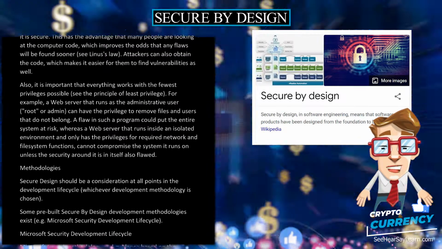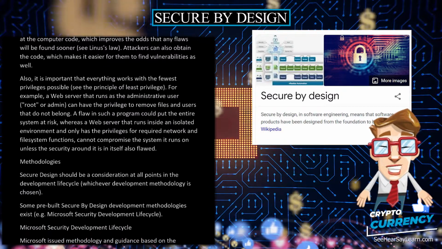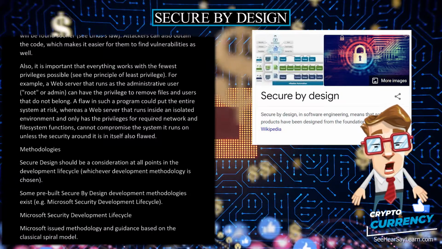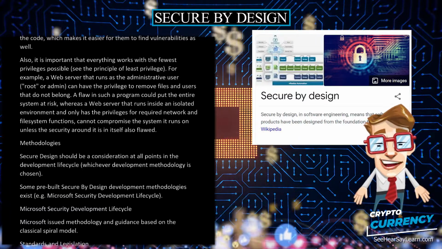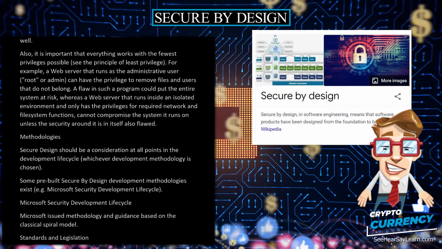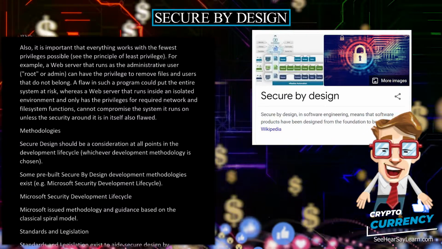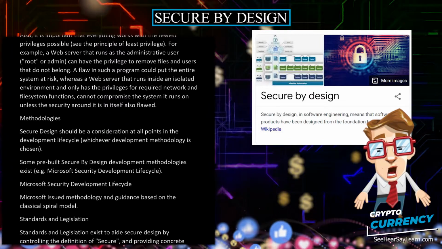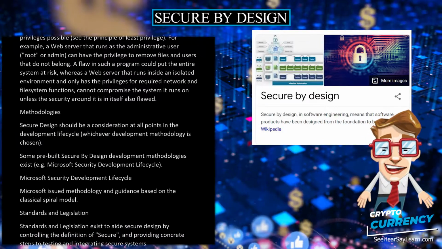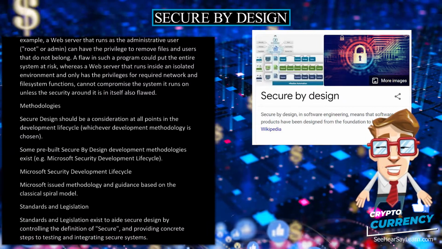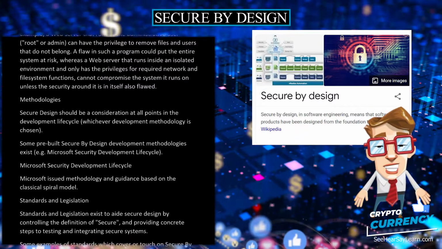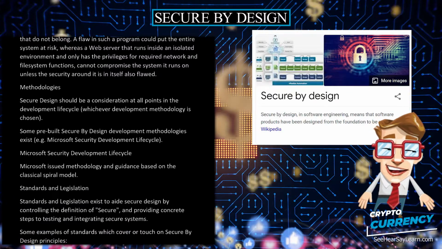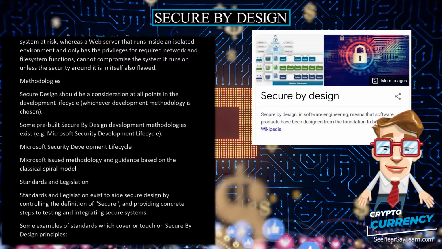Also, it is important that everything works with the fewest privileges possible. See the principle of least privilege. For example, a web server that runs as the administrative user, root or admin, can have the privilege to remove files and users that do not belong. A flaw in such a program could put the entire system at risk, whereas a web server that runs inside an isolated environment and only has the privileges for required network and file system functions cannot compromise the system it runs on unless the security around it is in itself also flawed.